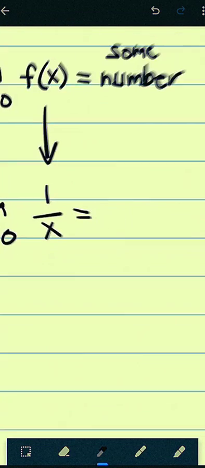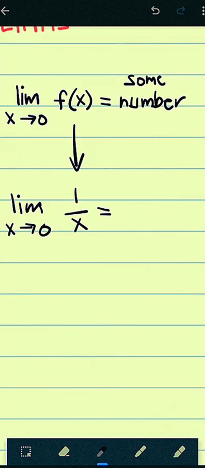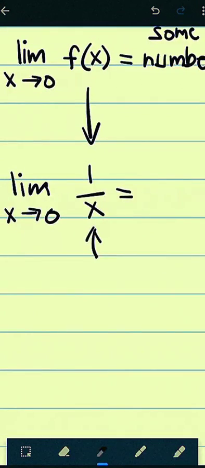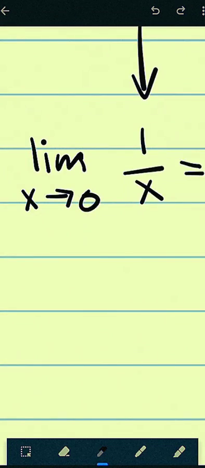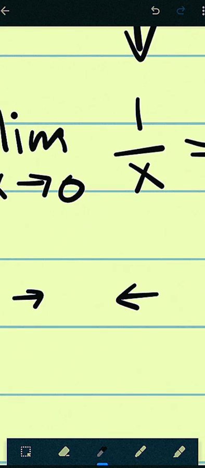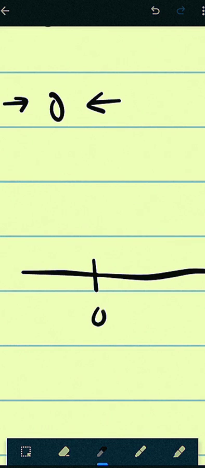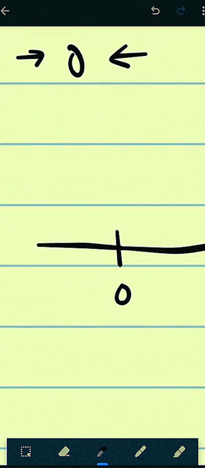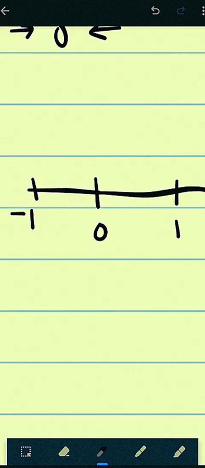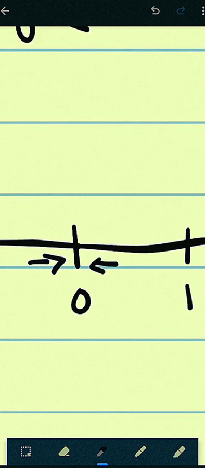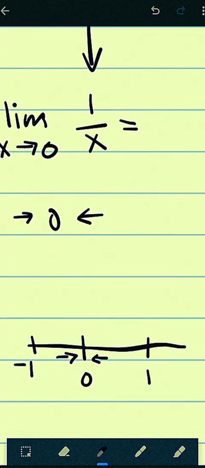the answer to this is just the number that you get if you plug in the numbers nearest to 0 from the left or from the right. So let's say this is the number line. This is 0, this is 1, and this is negative 1 here. So the numbers that are very, very close to 0, those are the numbers you will plug into this x.